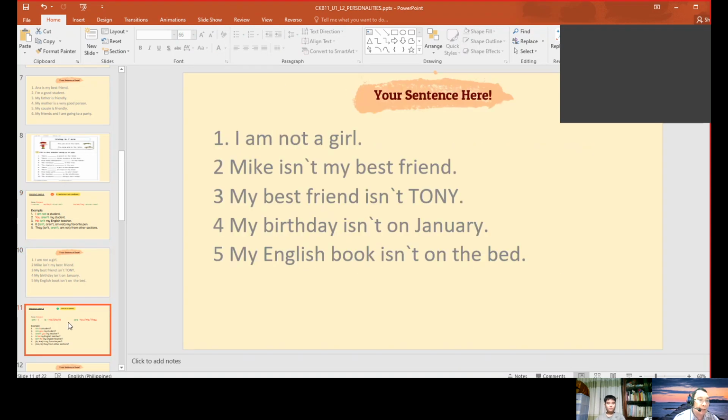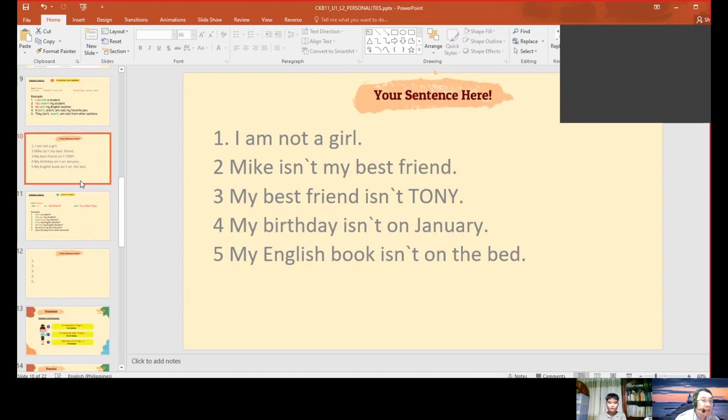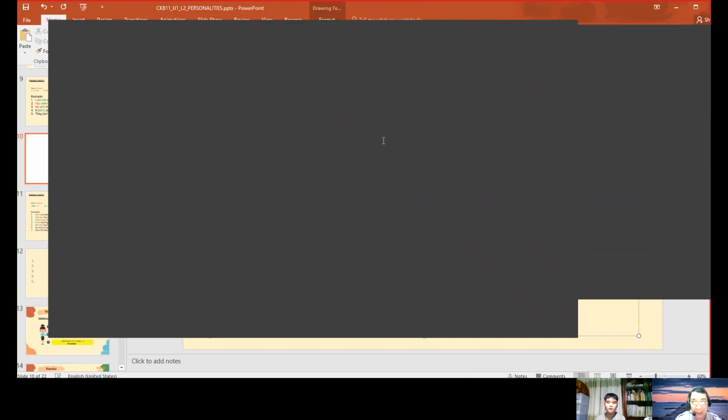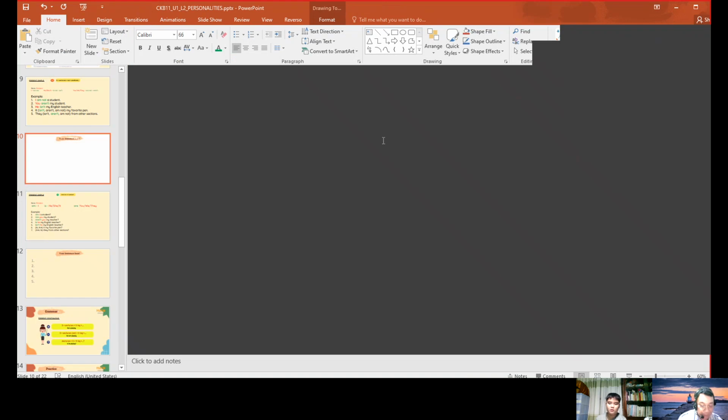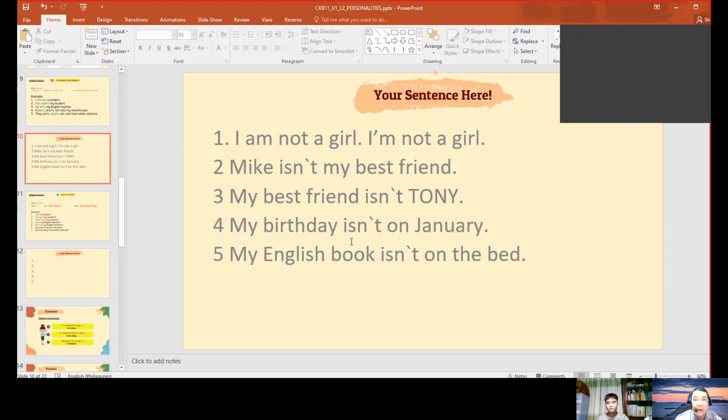Okay, so look at your sentence now. I am not a girl. Or you can also use it like this. It's the contracted form of I am. The short form for I am would be I'm, and then you just put not. So either one is correct. But usually in making a sentence, we use the contracted form all the time. This one is also correct, but the contracted one is more natural.